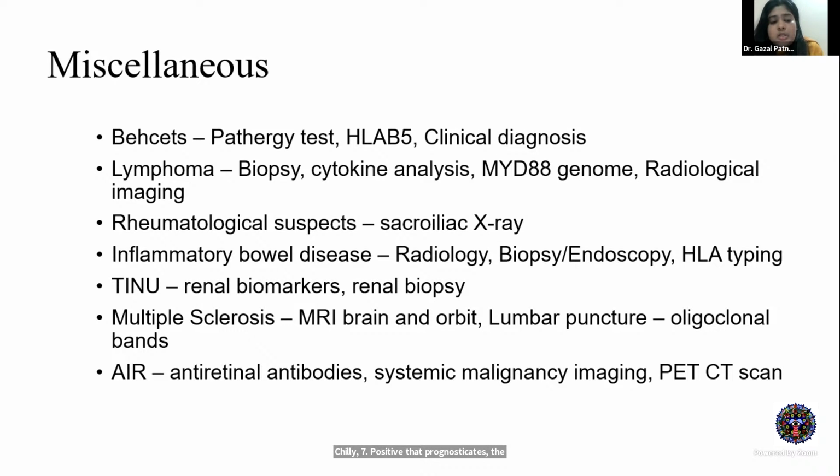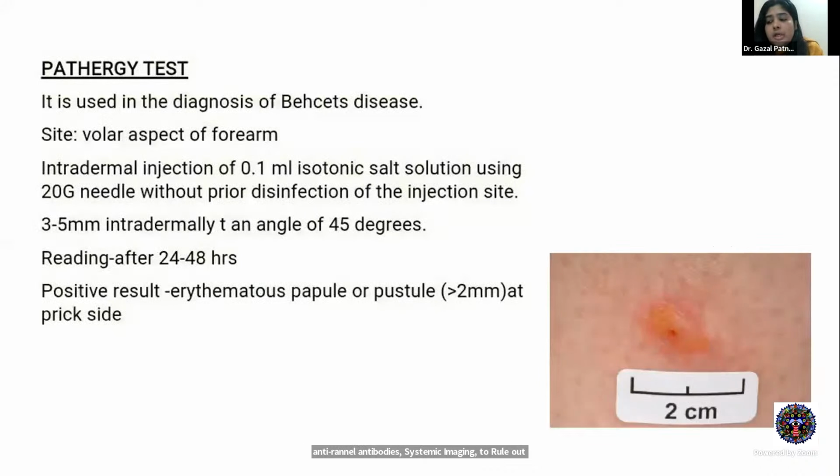TINU, that is tubulointerstitial nephritis and uveitis syndrome. Renal biomarkers like beta-2 microglobulin are very useful, and even renal biopsy can be done to make the diagnosis. Multiple sclerosis, MRI and lumbar puncture that shows oligoclonal bands are sufficient. If you suspect an autoimmune retinopathy, then anti-retinal antibodies, systemic imaging to rule out any malignancy, and even PET scan are also useful.